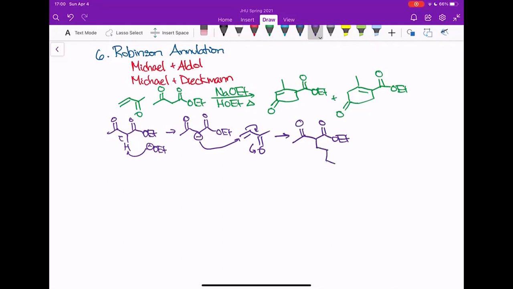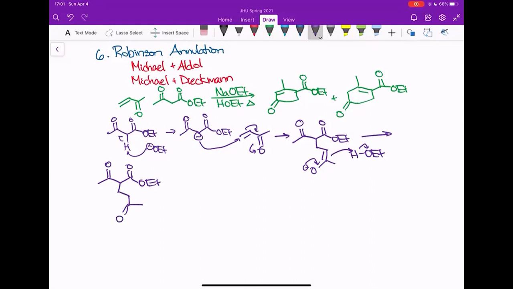One, two, three, four. Right here. And then in this circumstance, we're not doing an acid quench, so you should be using the protonated version of your base to protonate right here in this step. So that will give you this intermediate.